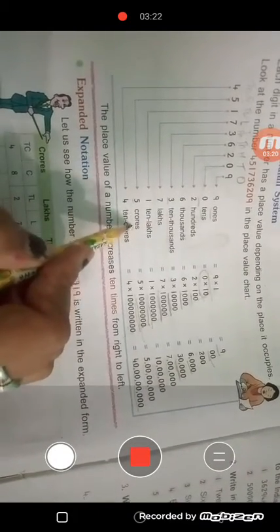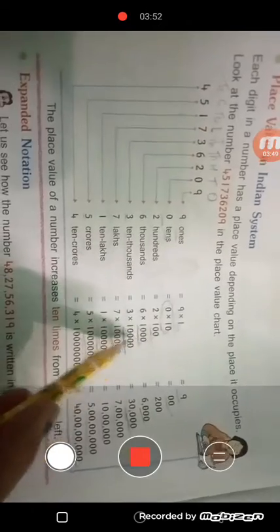Next is 5. 5 is on crore place. The value of 5 is here crore. So 5 multiplied by 1 crore will be 5 crore. 4 is on 10 crore place. I have written here TC. So multiplying 4 by 10 crore, it will become 40 crore. See, as we move forward, the number of zeros is increasing. Here no 0, 1 0, 2 0, 3 0, 4 0, 5 0, 6 0, 7 0, 8 0.